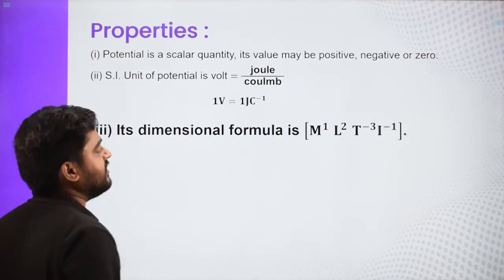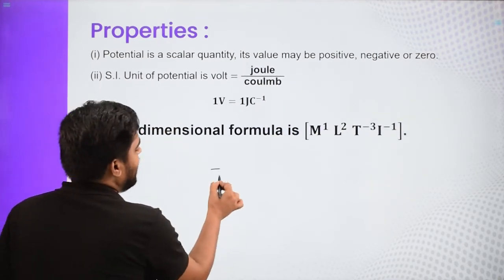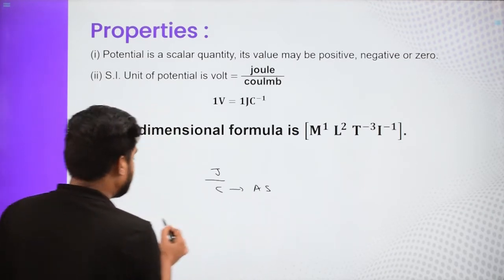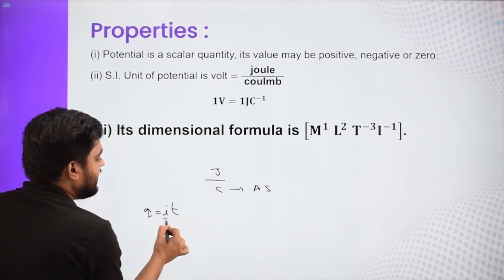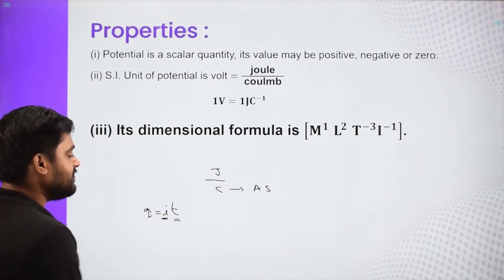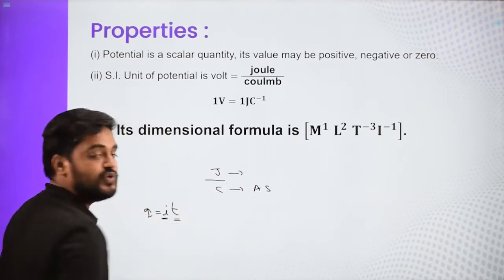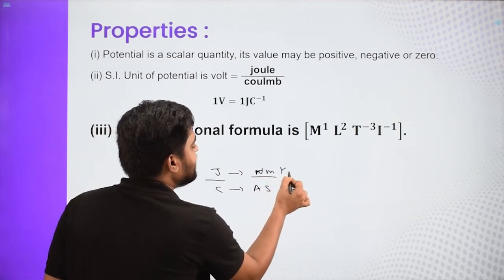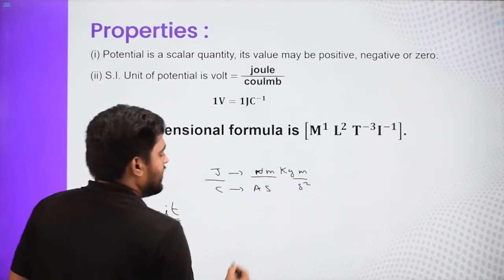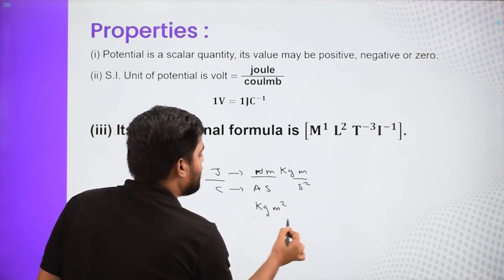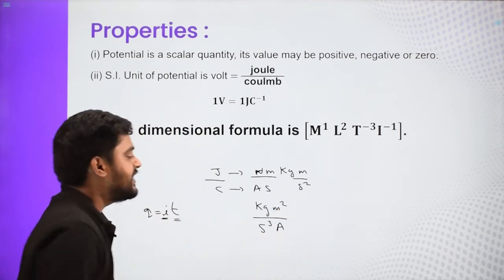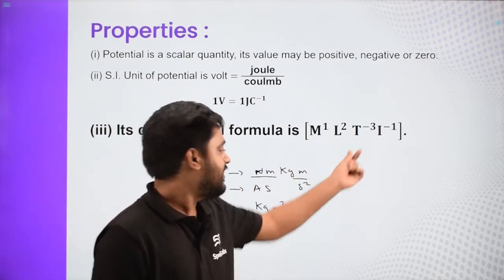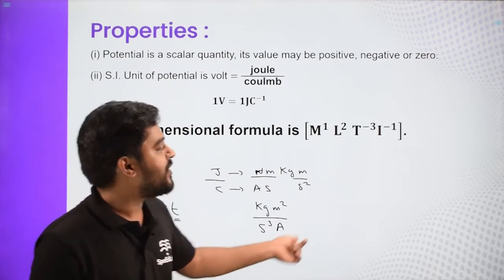Next is the dimension. If we are writing the dimensional formula, it is joule per coulomb, and we know that coulomb is charge, so it is basically ampere second. We know that Q is equal to IT, current into time. Current is equal to charge upon time, so ampere second is coulomb. And what about joule? Joule is work, so Newton meter, that is our work. And what is Newton? Kg meter per second square. Now if you see, there is kg meter square upon second cube ampere. So it is M to the power 1, L to the power 2, T to the power minus 3, and A, that is current, raised to the power minus 1.